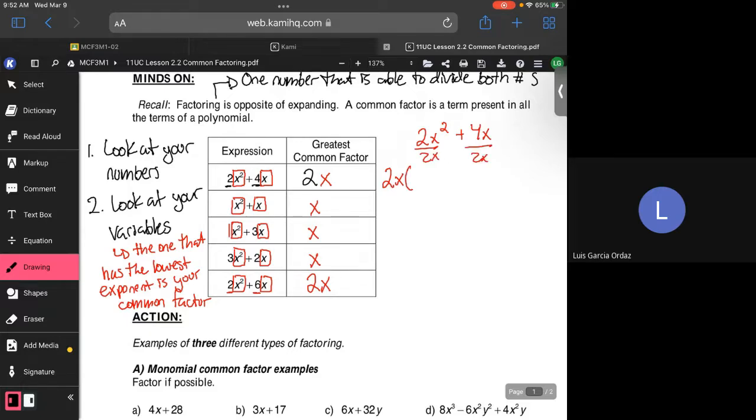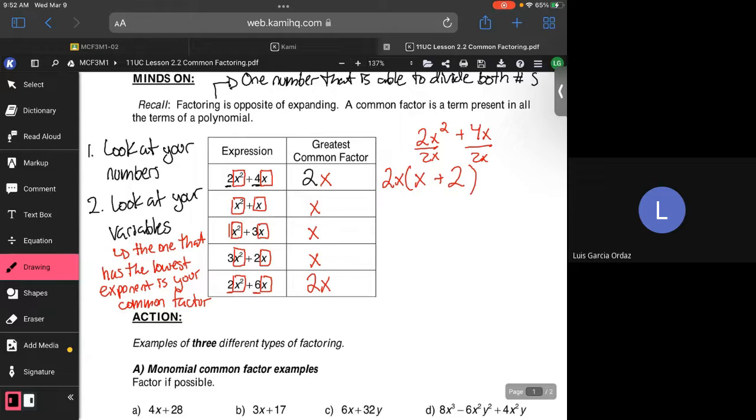So again, let's start with our numbers. What's 2 divided by 2? 1. What's x squared divided by x? Think about your exponent laws. It's x, right? X to the power of 1. Now what's 4 divided by 2? 2. And x divided by x just gives me 1. So what's left in the bracket is 2x. It's 2x times x plus 2.